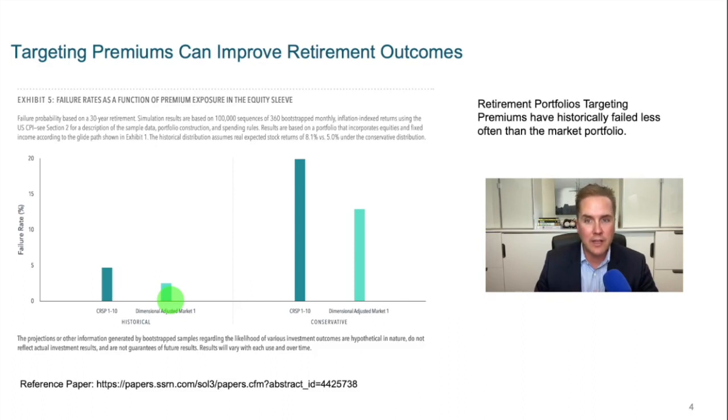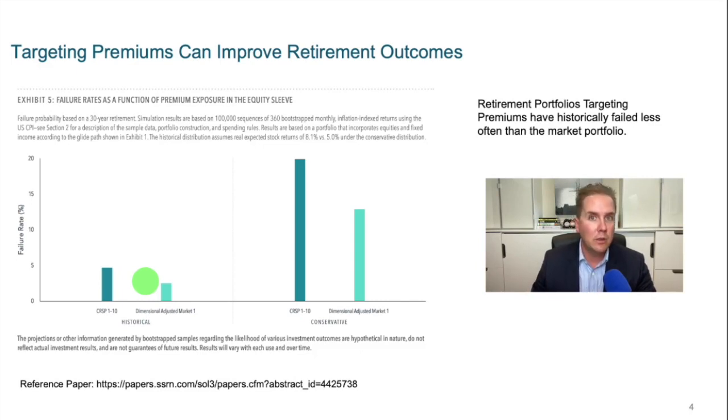And the big takeaway here is that on a historical basis, the portfolio that is more tilted failed less often in a retirement withdrawal scenario. So historically speaking, a portfolio that targets these risk factors failed less often, which is a good thing when retirees are taking money out of the portfolio.